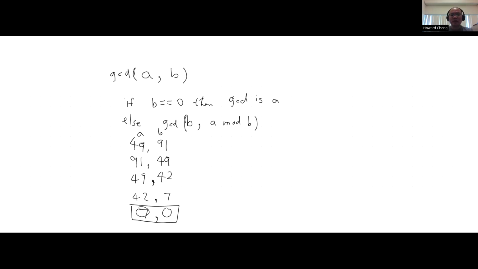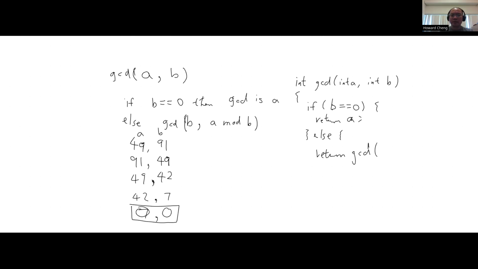So how do we write this? We write something like this: int GCD, int A, and int B. So you write if B is equal to 0, return A, else return recursively GCD of B and A percent B, like this.